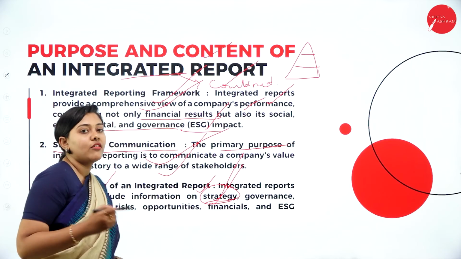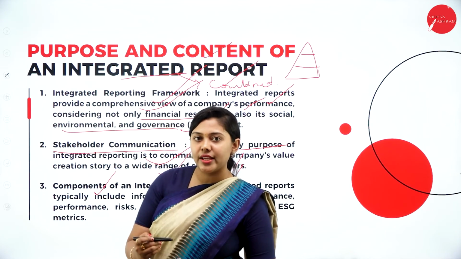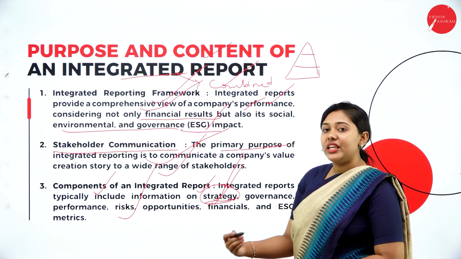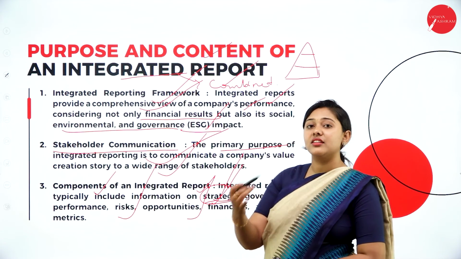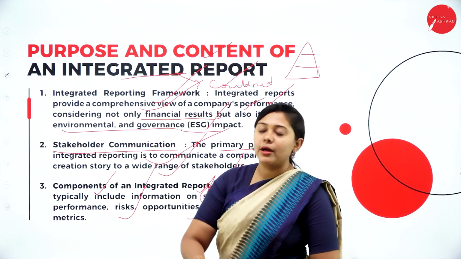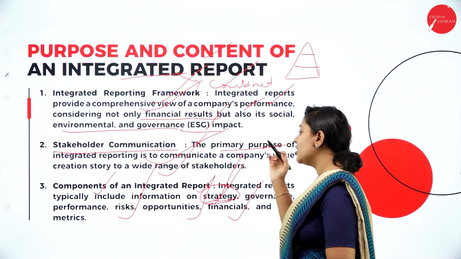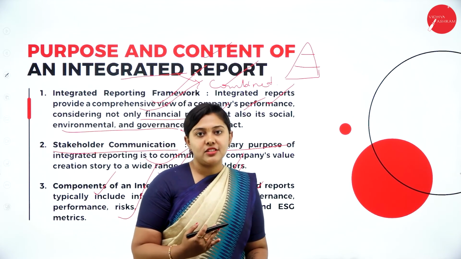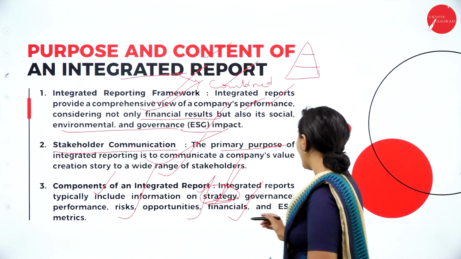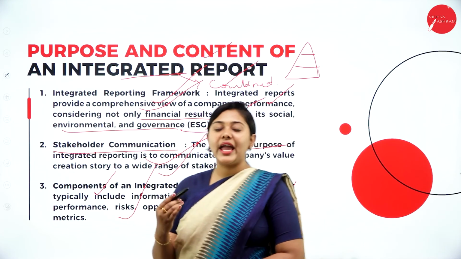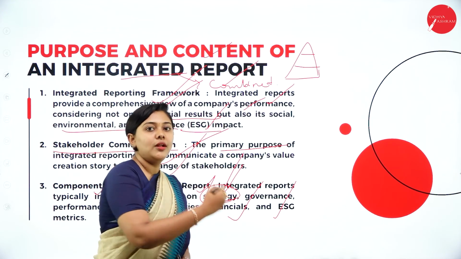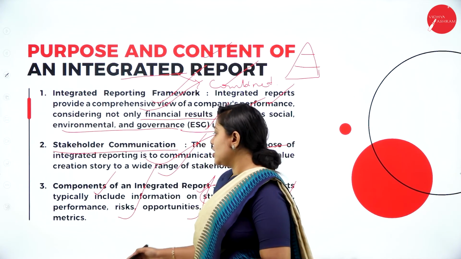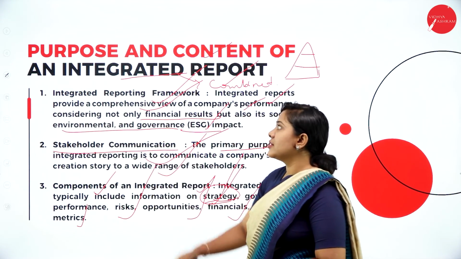Governance: what kind of governance rules and regulations the organization is following. What is the performance, what risk the company has, what opportunities they have in the upcoming days, what is happening financially, what is the financial performance, what is their balance sheet. That information will be provided. And lastly, it explains the environmental and social governance metrics as well. So this is the information that you get through this report.